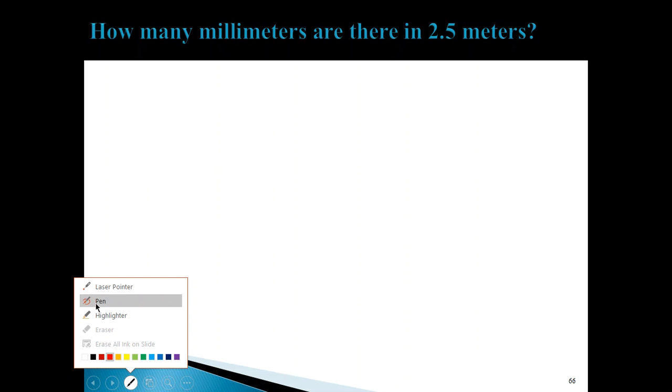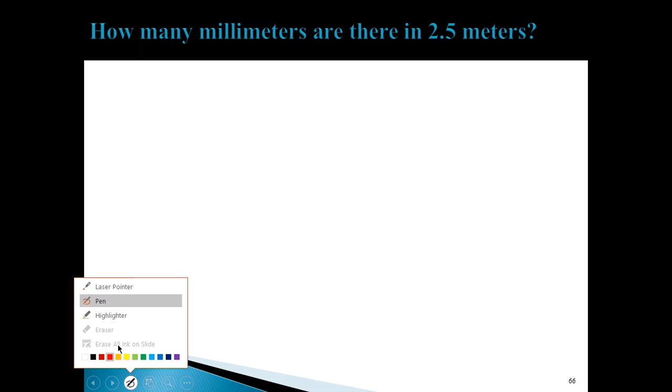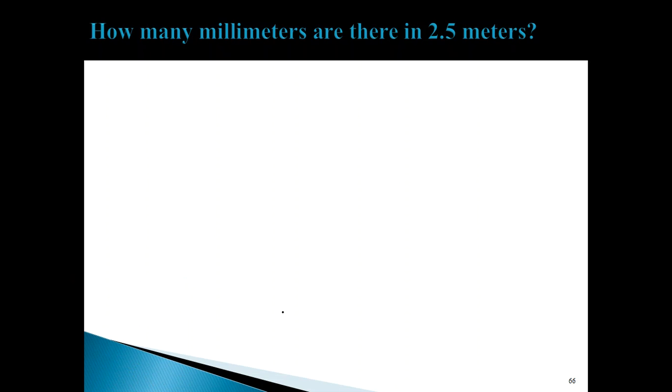I'm going to show you how we set it up. Let me just choose my pen color here. Okay, so as I said before, you start off with what you're given. So we're going to start off with 2.5 meters. And the question is, what would be the conversion factor you would use to multiply the 2.5 meters by?